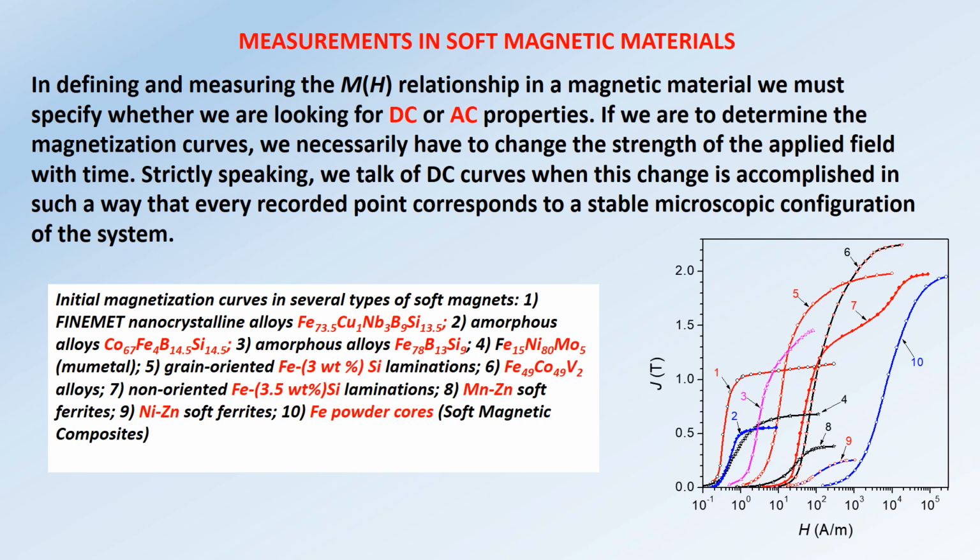And you can see the manganese zinc ferrites, number 8. The saturation magnetization, saturation induction, is very low compared with the iron silicon lamination. And nickel zinc soft ferrites is curve 9. And 10 are iron powder cores, soft magnetic composites.